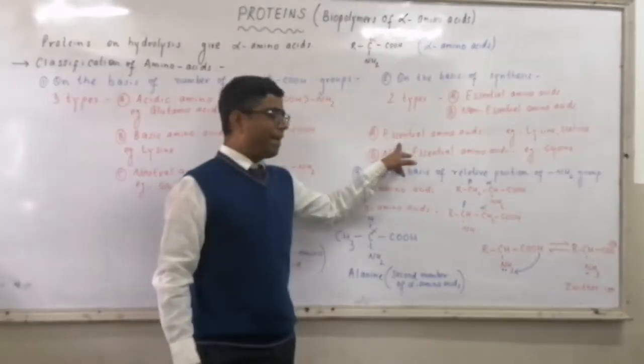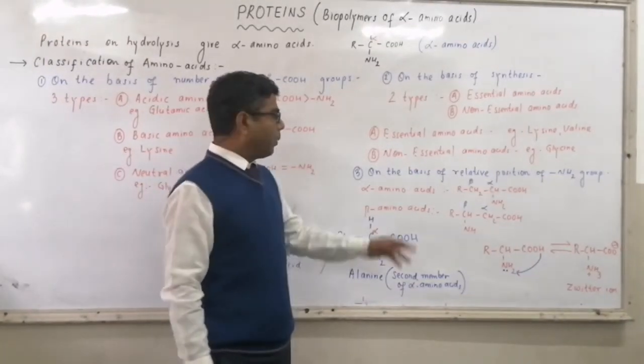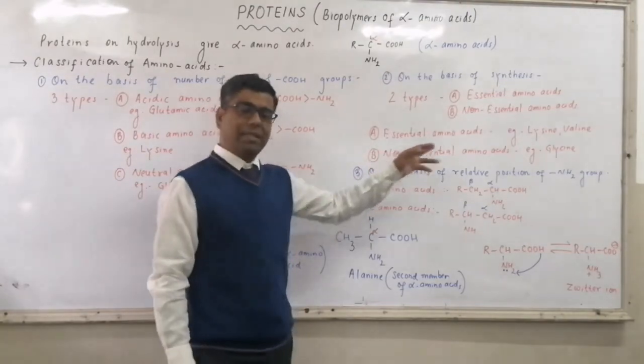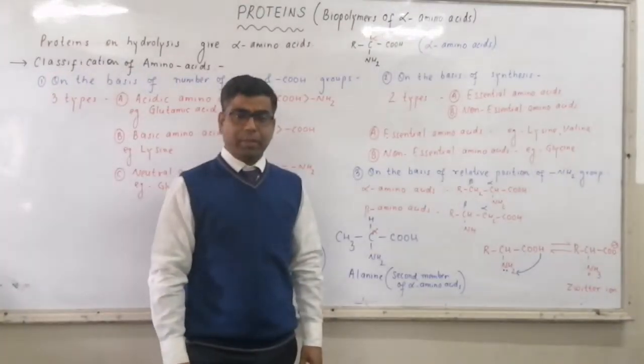Examples of essential amino acids are lysine and valine. An example of a non-essential amino acid is glycine. The simplest one is non-essential.